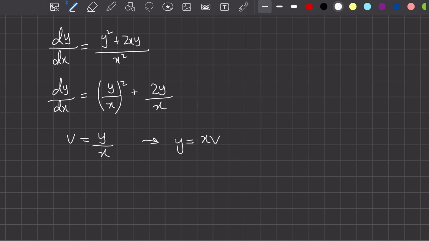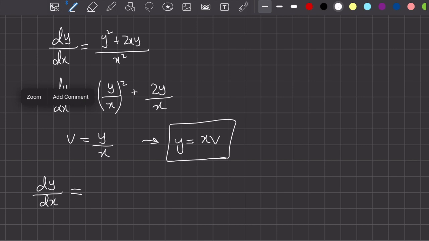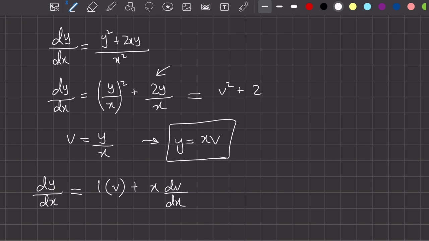Next step is to take the derivative of y with respect to x. And yes, we are talking about this equation. We will implement the concept of implicit differentiation to get dy over dx equal to 1 times v plus x times dv over dx using the product rule. This is one expression for dy over dx, and the other one was the one we rearranged. We plug v into that to get v squared plus 2v.